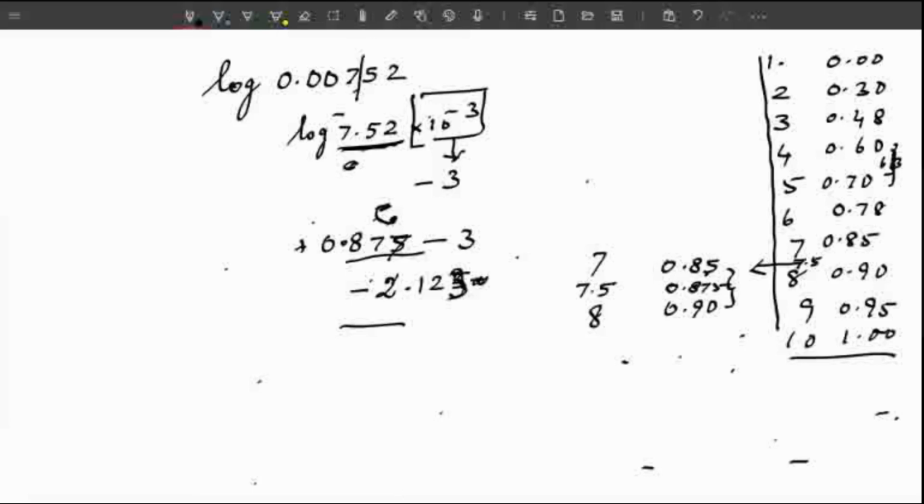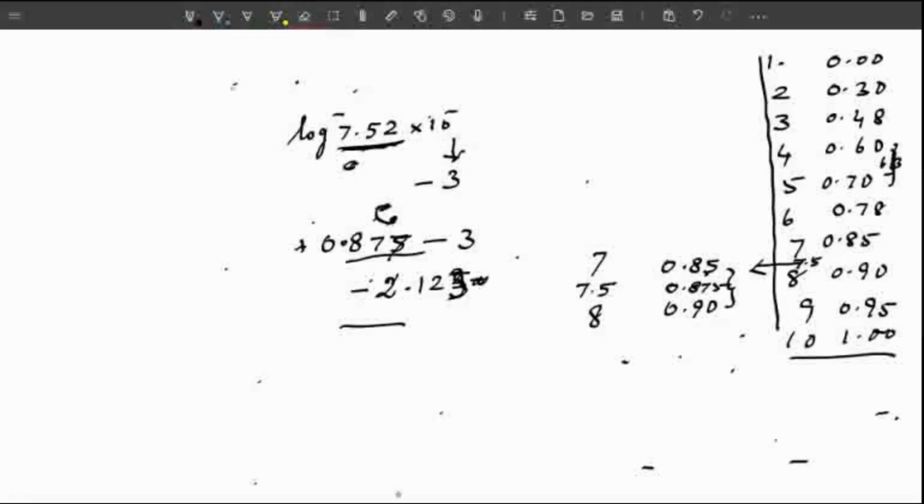And if you ask your mind, it will tell you, don't put 0.875, just 875. You do this, you will be very near to the correct answer. Now, to get acquainted with this, we will do one more problem in this logarithm, having decimals only.